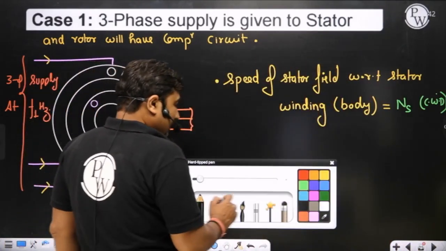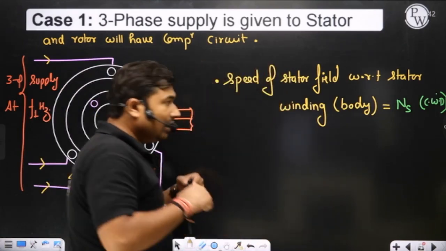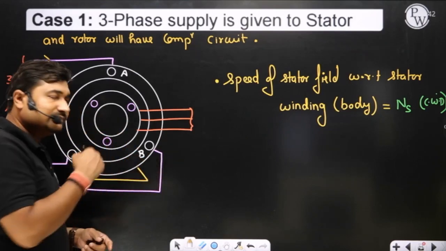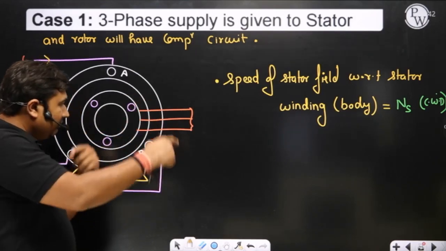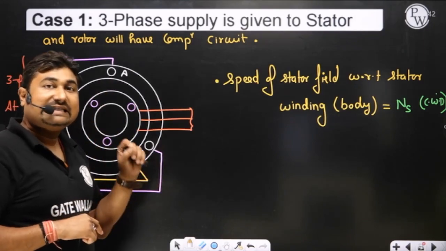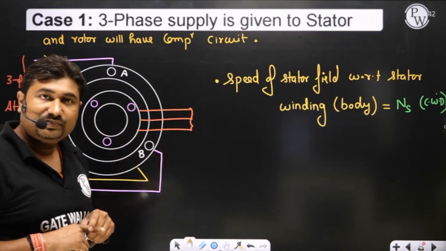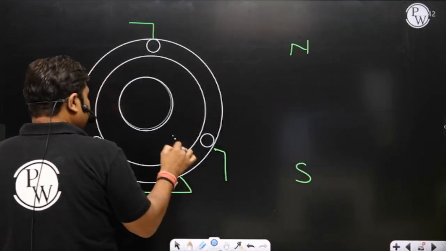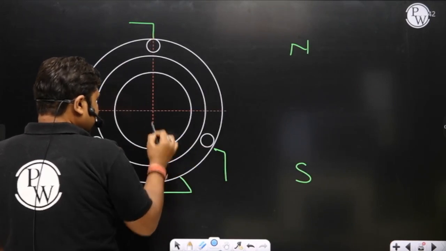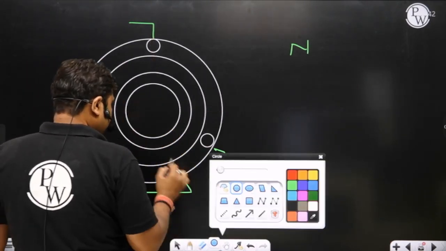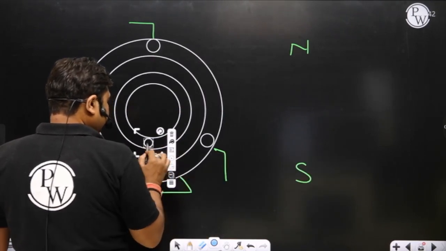Now please observe. While revolving round to the stator, it cuts the rotor conductor, and it induces EMF in the rotor conductor. Please observe. This will be your rotor, and this is a rotor conductor.